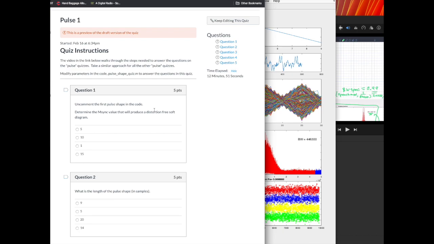All right, so this is the answer for pulse 1. So you can go through there and do that quiz by using this video. And then I'm going to generate similar quizzes for other pulse shapes.